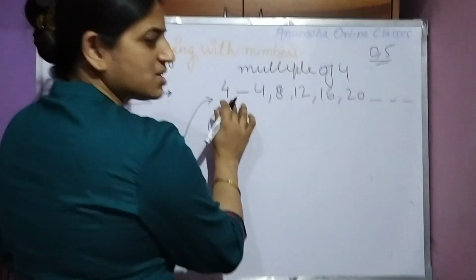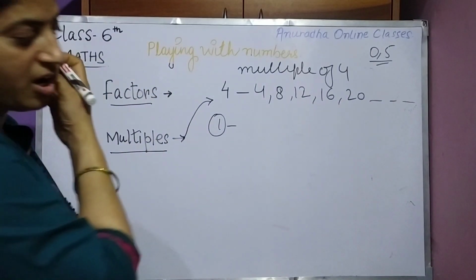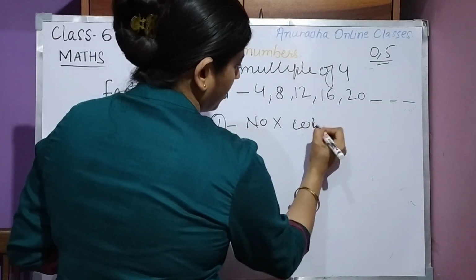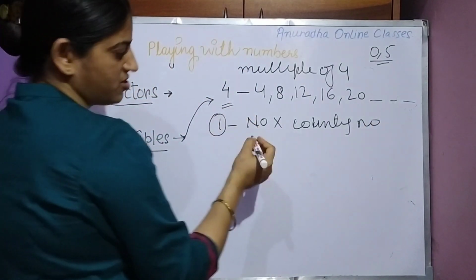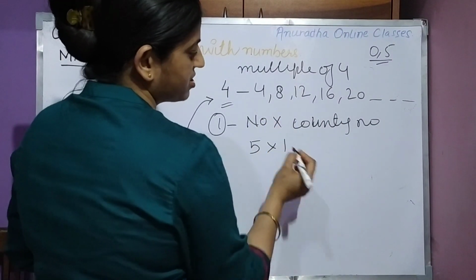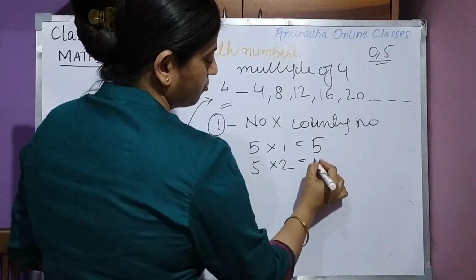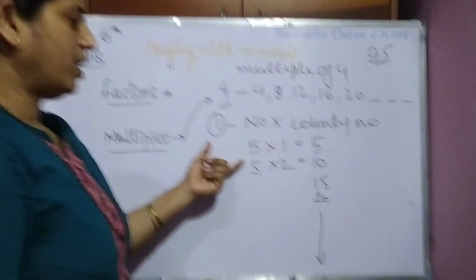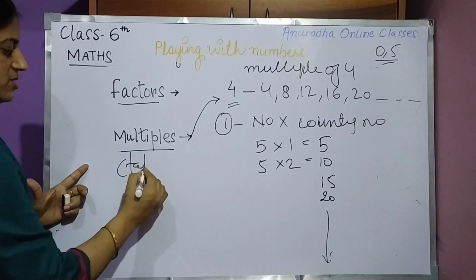First, multiples are the product of a number into a counting number. Number means whatever number they have asked. Suppose they have asked multiples of 5. So you will write 5 here, and counting numbers means firstly you multiply by 1, then by 2, like this. 5 ones are 5, then 5 twos are 10, then 15, then 20, like this and so on. So multiples क्या होते हैं? Multiples are the tables. Keep in mind, these are the tables.